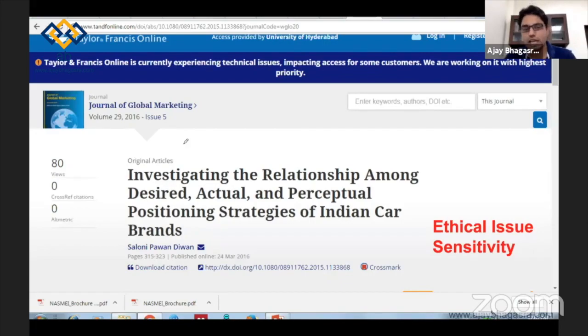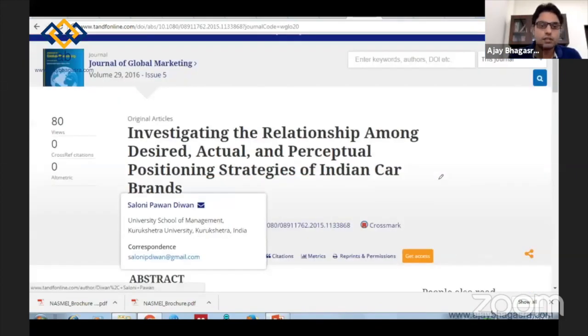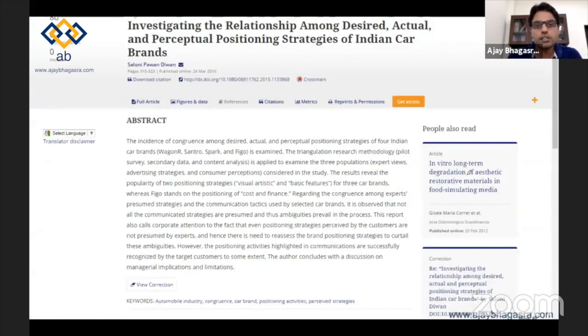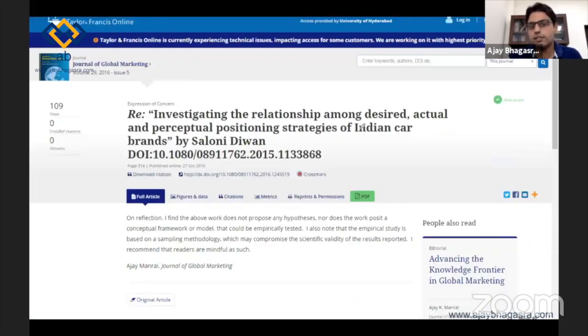And I would like to explain this by showing you this paper. It is from the Journal of Global Marketing, published in 2016. It was published by Saloni Pavan Diwan, obviously from India. She is from Kurukshetra University, investigating the relationship among desired actual, whatever the title of the paper is. So these are the credentials of the author. Right? Now, this is the abstract. Then this thing comes up in this journal. And this is a reply.